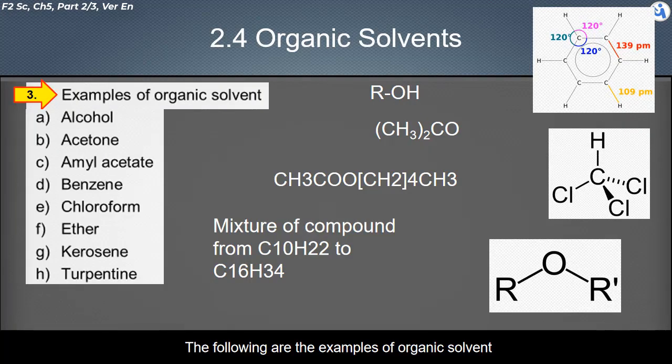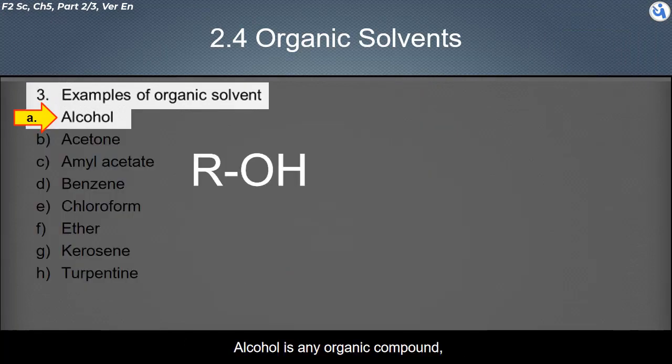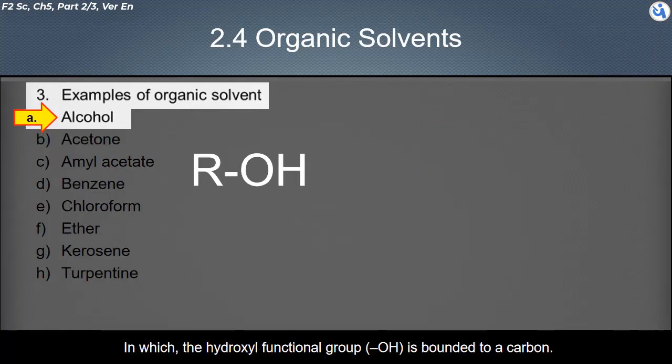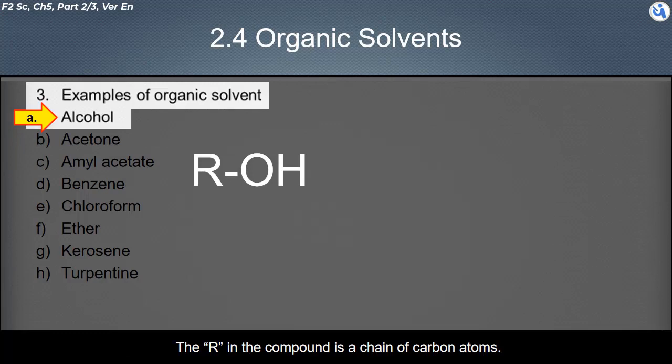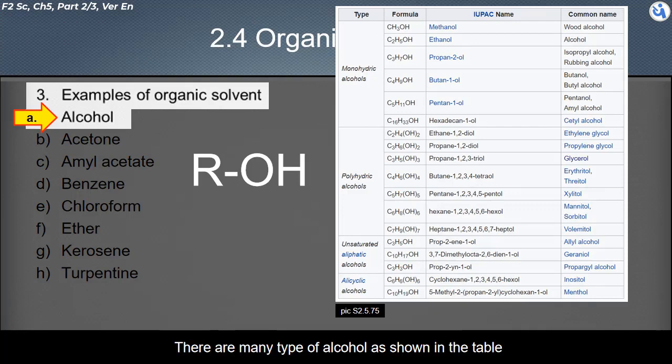The following are the examples of organic solvent. Alcohol is any organic compound in which the hydroxyl functional group, OH, is bonded to a carbon. The R in the formula is a chain of carbon atoms. There are many types of alcohol as shown in the table.